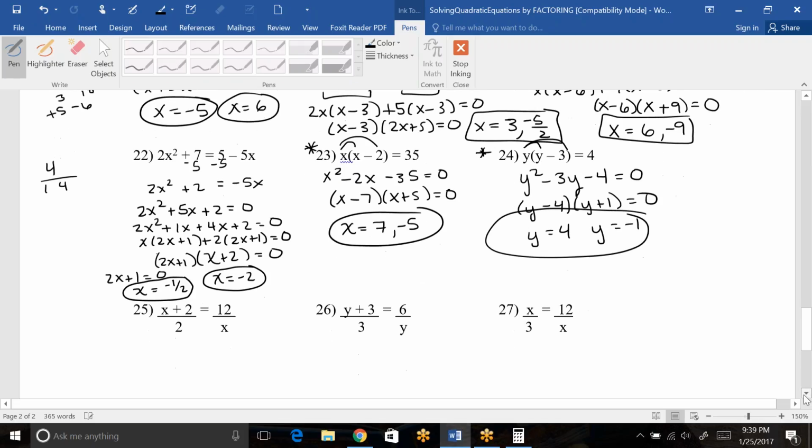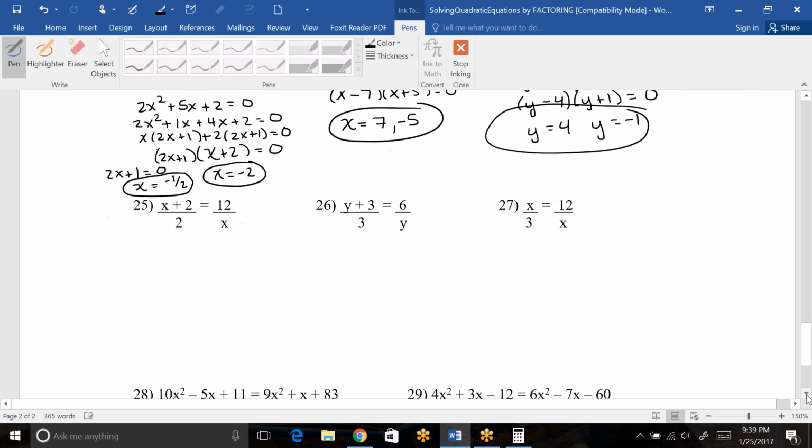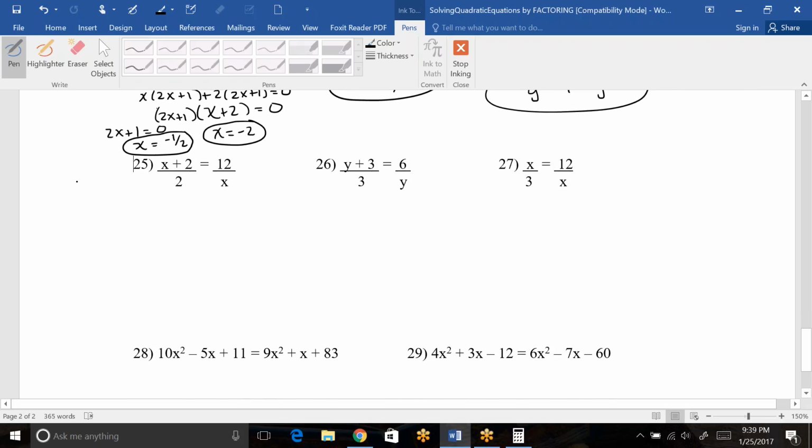Okay, the last 6 problems are all special cases of things. This is what we call a proportion. It's a fraction equal to a fraction. Anytime you have that, you can use cross multiplication to solve it. It has to be an equal sign between here, though, not multiplication. So if it's an equal sign, you cross multiply if there is one fraction on each side.